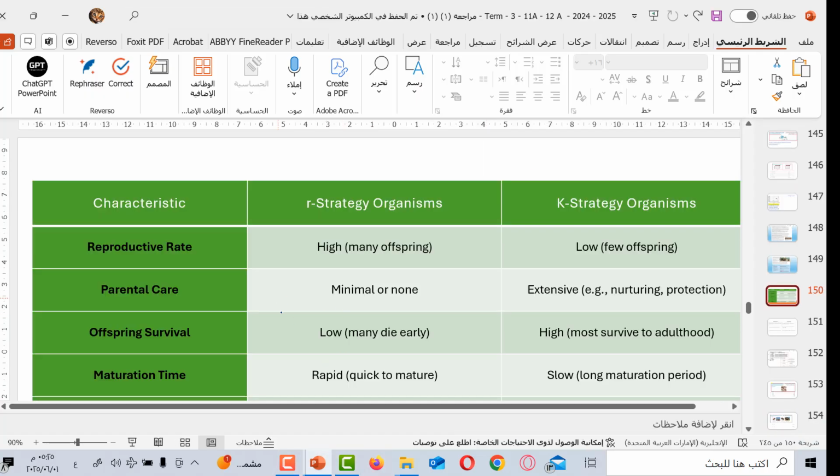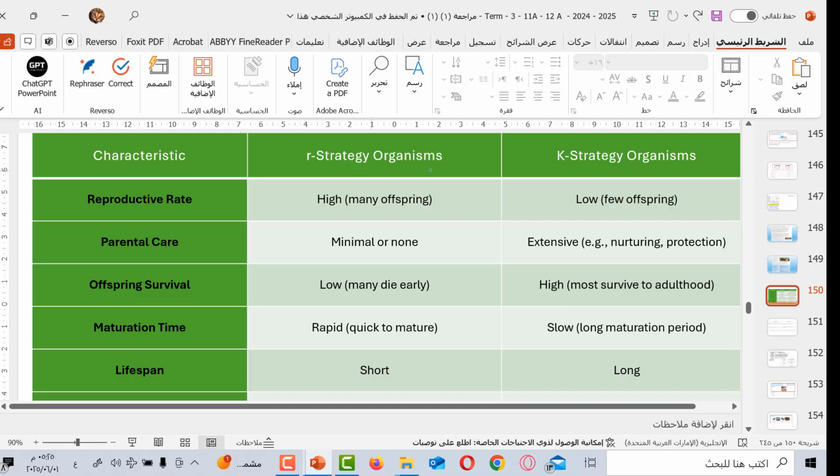طيب دي المقارنة زي ما بقول لكم بالنسبة للـr strategy والـk strategy. في عندنا الـreproductive rate هنا high، أوكي. Many offspring، low offspring. طبعا الولادات بتكون هنا في الـr كتير جدا، هنا بتكون قليلة. طيب الـparental care، طبعا الحجم بتاع الـr بيبقى صغير جدا. أوكي، زي ما احنا هنعرف بعد كده، ده يعني الذباب والبعوض وما إلى ذلك. طيب الاعتناء بتاع الآباء minimal أو none، مفيش خالص.